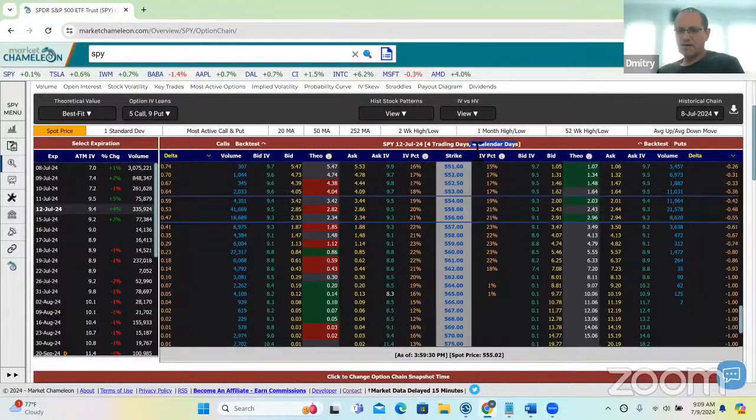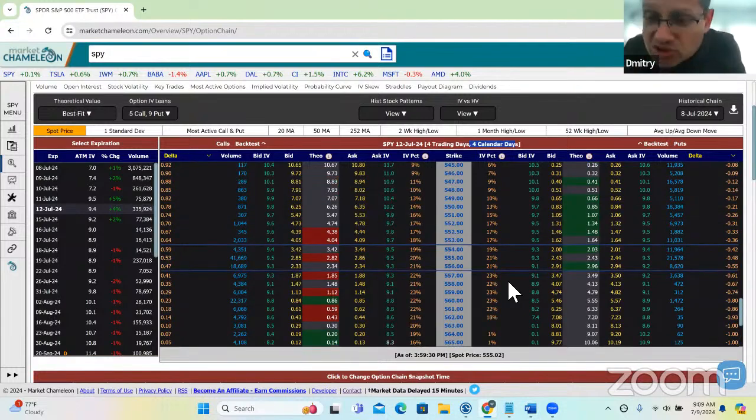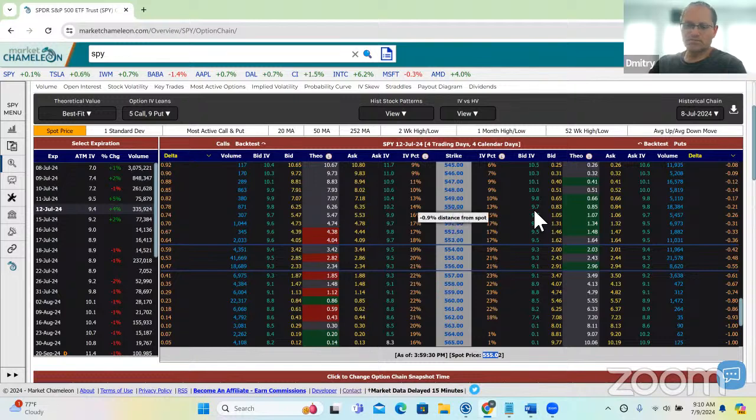Now we have the call information on our left-hand side, the put information on our right-hand side. These are the strikes, and we see the corresponding bids and offers for each option. Let's say we want to set up a credit put spread, which would involve selling a put. So let's do an out-of-the-money put. The stock right now is $555. Let's say we want to sell the 550 put at 83 cents.